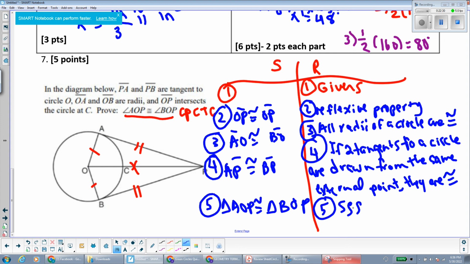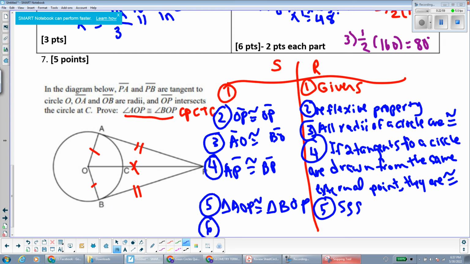It is also possible to do this by SAS if you use the right angles, or by HL if you stated first that your triangles were right triangles. So for HL, once again, you would have to first state that you have right angles and how you know that. And then after that, you would have to state that your triangles are right triangles and how you know that. So HL adds an extra step because it is specifically for right triangles. So you do need to state that you do have right triangles.